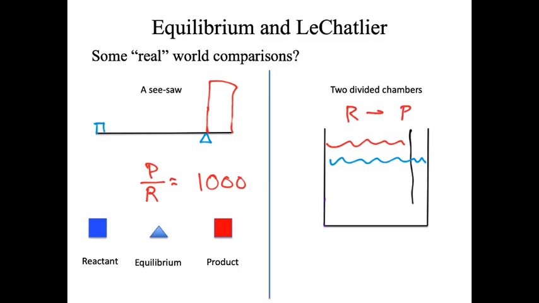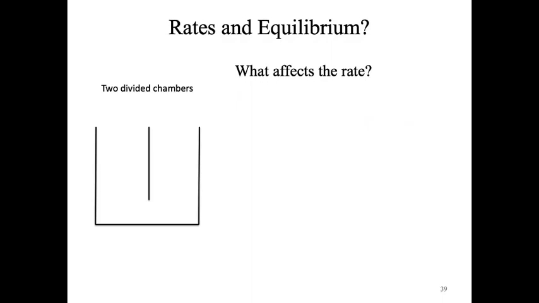Okay? Is that a good thing or a bad thing? If you're trying to make something, that's a bad thing. Okay? But if you're trying to study something, that might actually be useful, depending on what you're looking at. Okay? That's where 152 comes in. I'll leave it to you to go do that in a year and a half, okay? Or a year. Okay? So what affects the rates?